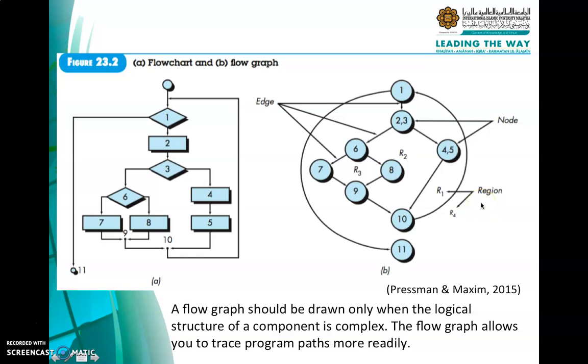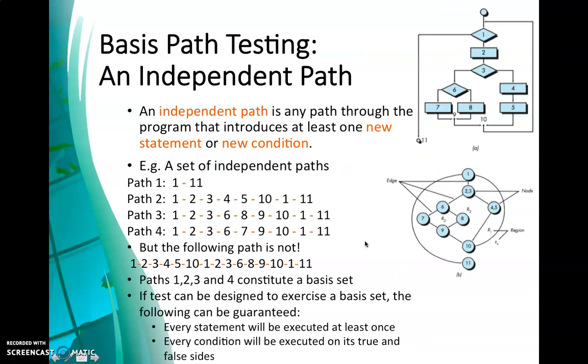If you want to see it from the point of view of the flowchart, there are this one, and this one, and the outer one. So a flow graph allows you to trace program paths more easily. Basis path testing is a white box testing technique proposed by McCabe. This is actually an old testing technique. It's been there for so many years.